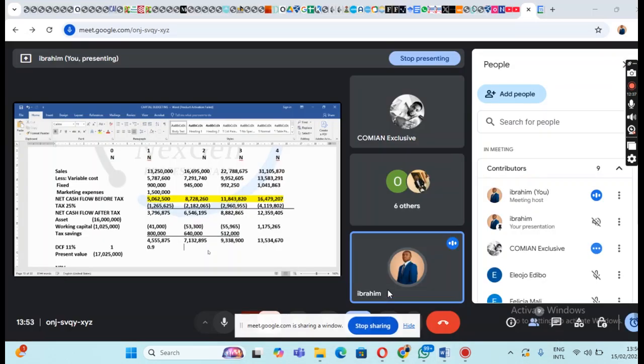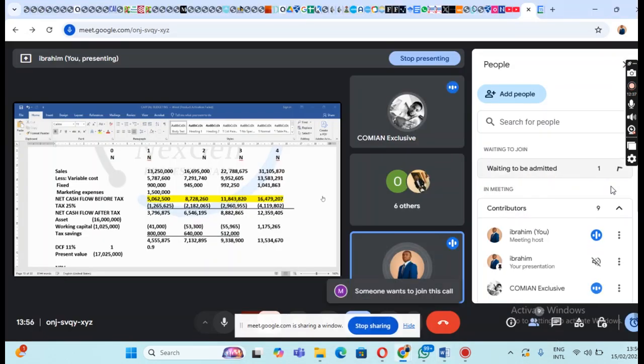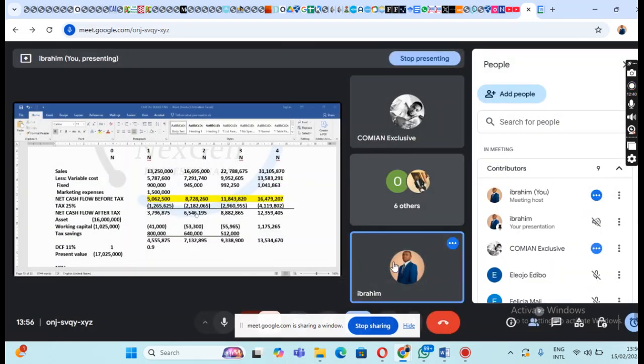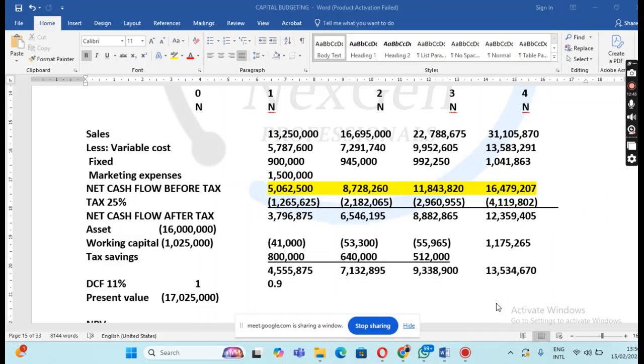0.90, I hope, year 1. Okay, I hope we are getting it right. 0.81 year 2. 0.731 year 3. Year 4, 0.658.